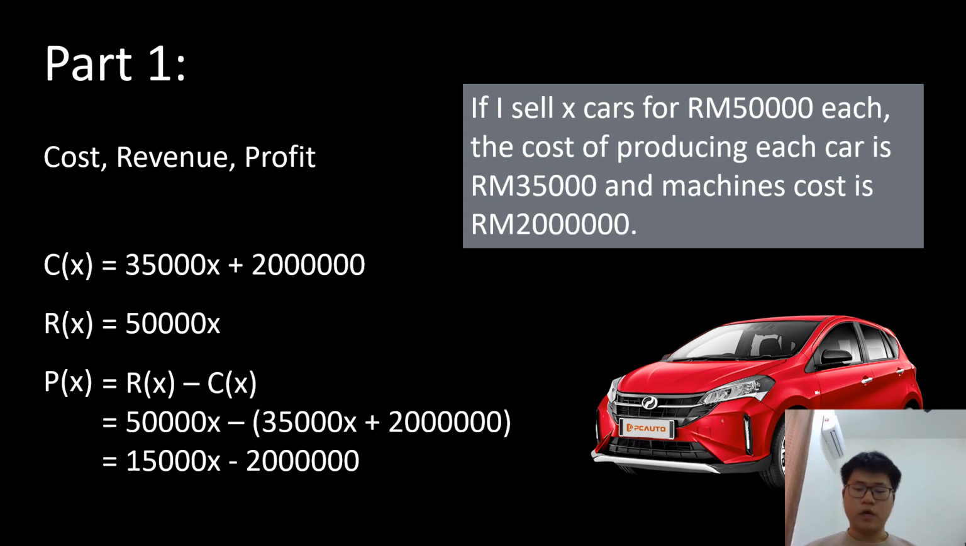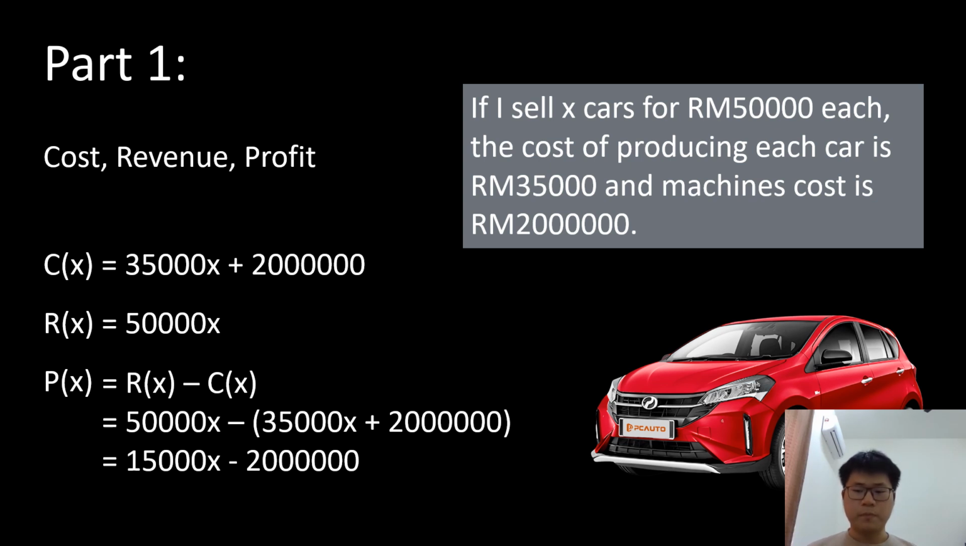As an example, I'm owning a company that sells cars. Each car is RM 50,000. The cost of producing one car will be RM 35,000, and all the machines that produce the cars cost RM 2 million. So the cost in this situation will be the total amount of money needed to produce a certain number of cars. So it will be 2 million plus 35,000x.